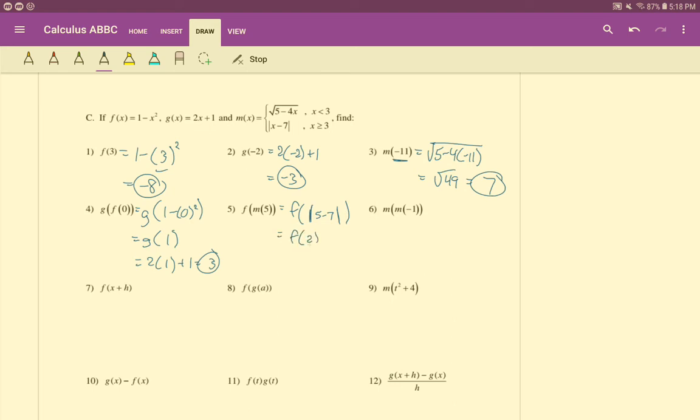So we're going to do f of 2, and then plug in 2 to f. So we'll get negative 3, right? Because that's equal to 1 minus 2 squared. So negative 3 is our final answer.